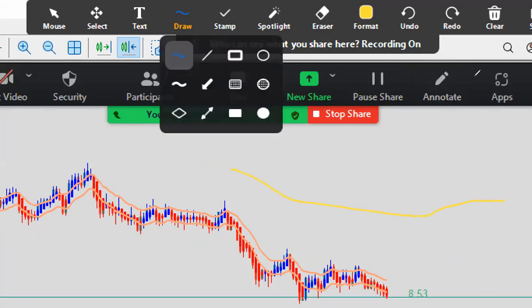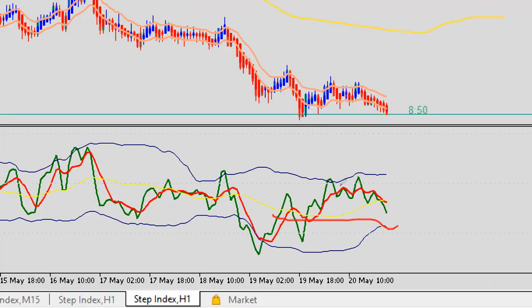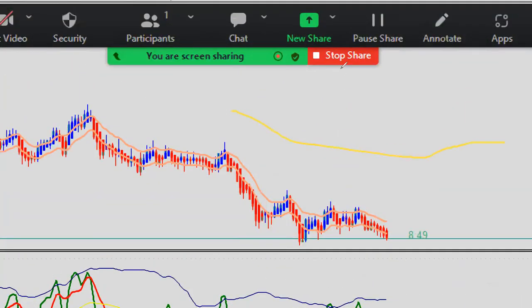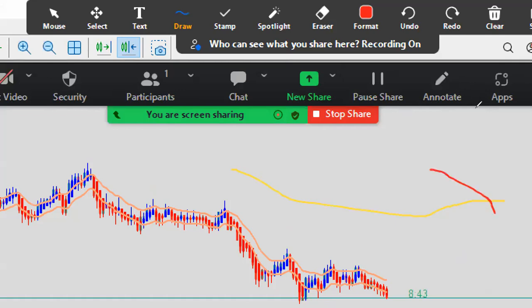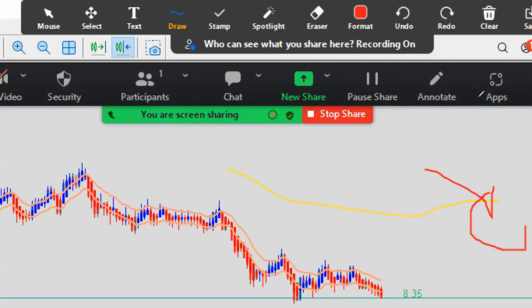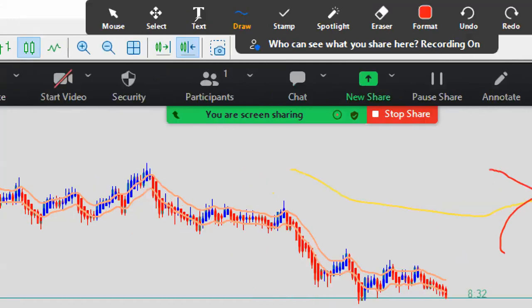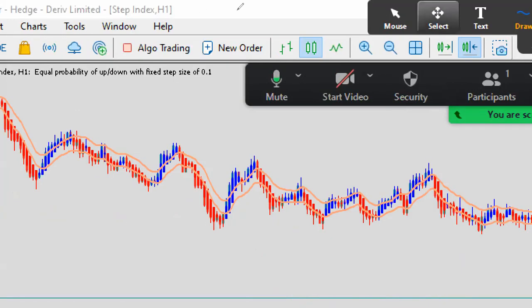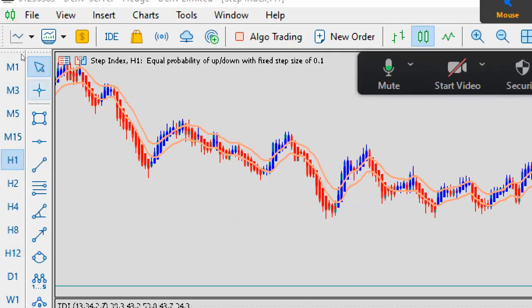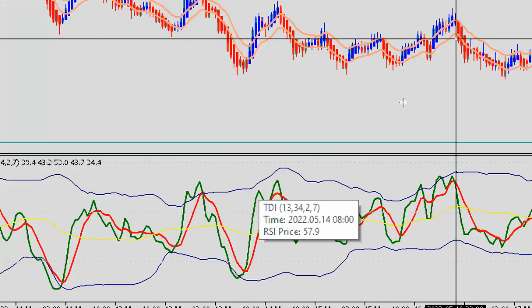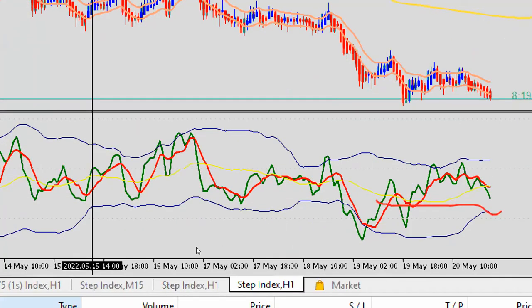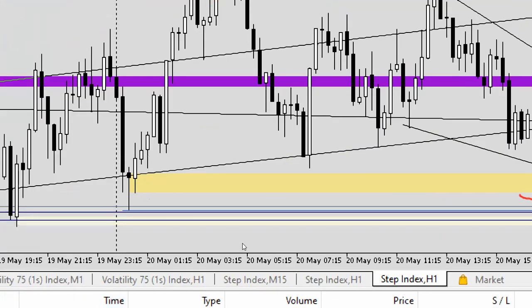So our main aim, we want to see the red and the green line doing something like this, creating a sharp move, showing that we are gonna change direction. We want something very sharp. So let's go to 15 minutes.